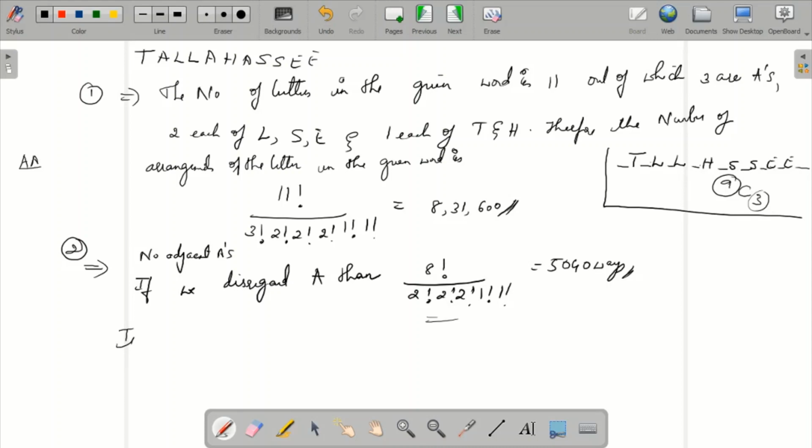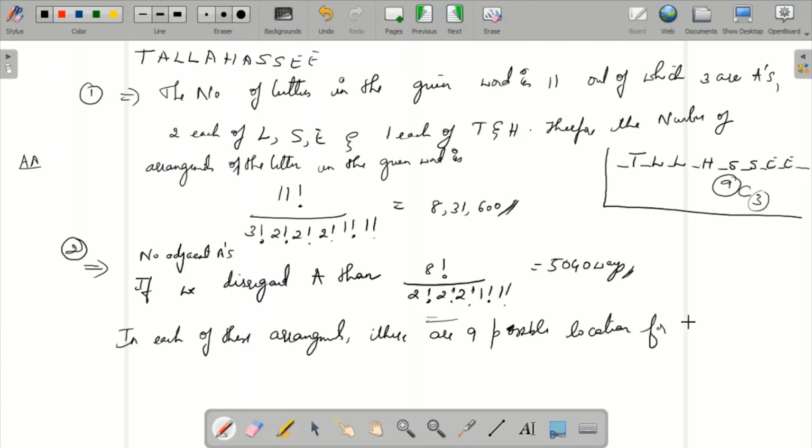So here you can write, in each of these arrangements, there are 9 possible locations. You can write this figure and show there are 9 possible locations for 3 A's. For 3 A's, these locations can be chosen in combination of 9,3 ways.